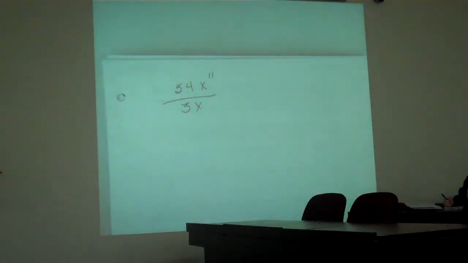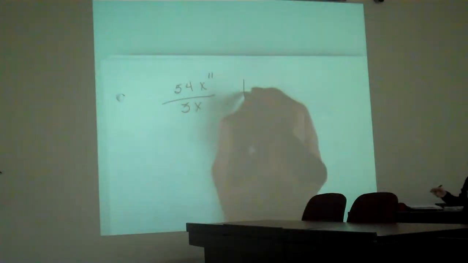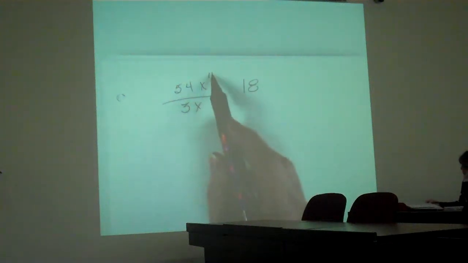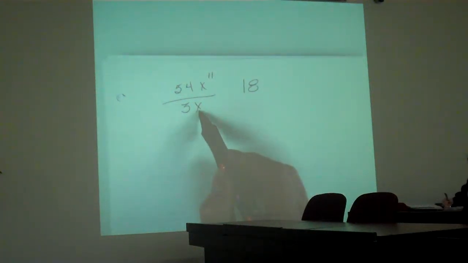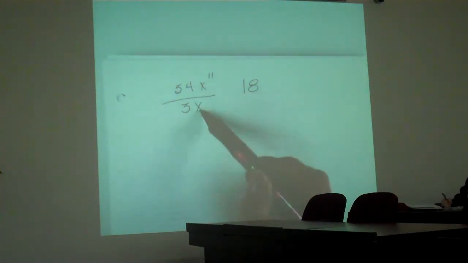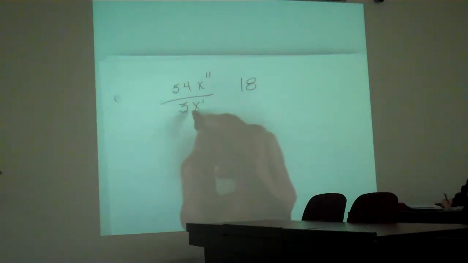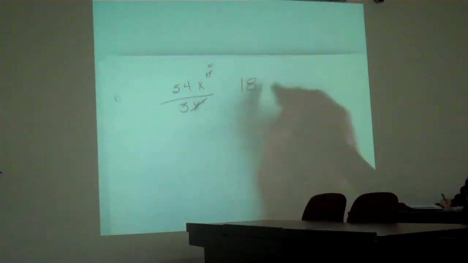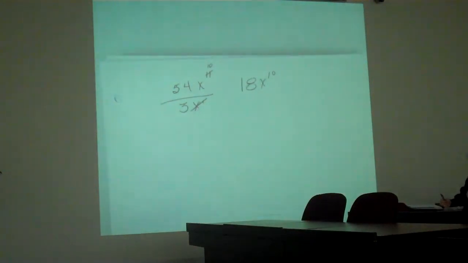54 divided by 3 is how much? 18. And then 11 minus 1. Remember, if this is on top and then somebody will go this minus this. Or just think about it as canceling one of these and one of those gives you 10. Okay?